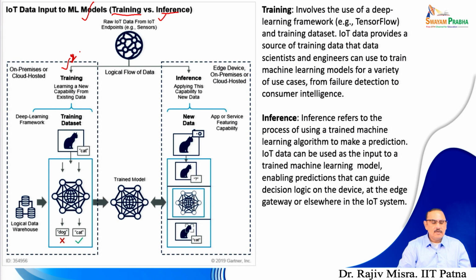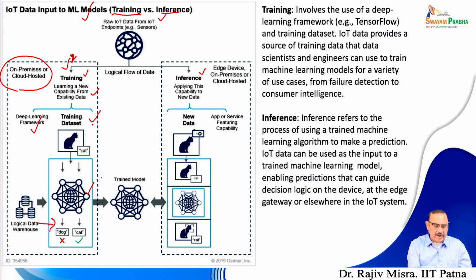Now, training, that is learning new capabilities from the existing data, will require deep learning or machine learning algorithms, and we will also have that part of the data which is used to train the model, called the training data set. So, the data set is now divided into two parts, training and inferencing. The training data set will train this deep learning model using the data set which is stored here, whether it is on premise or cloud hosted.